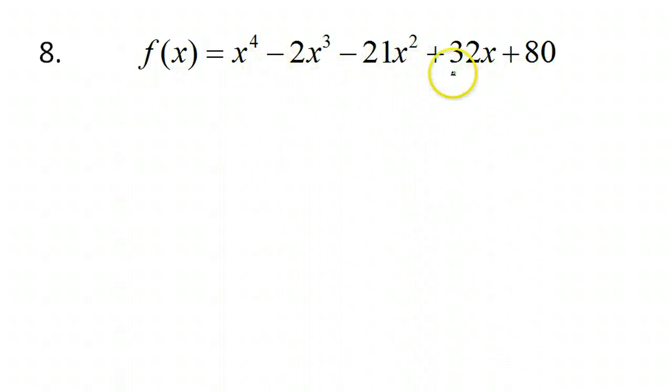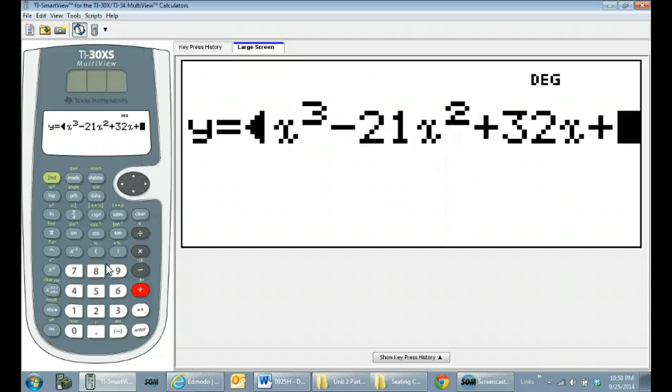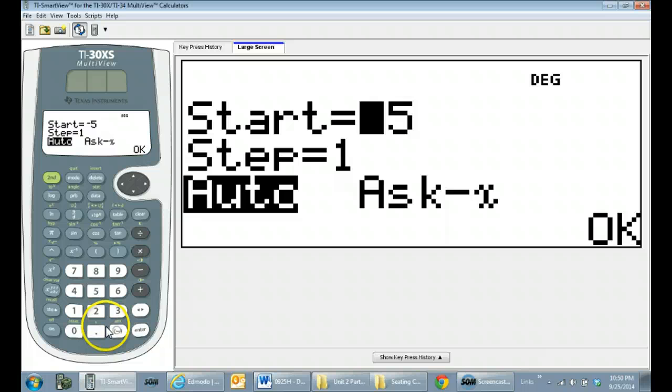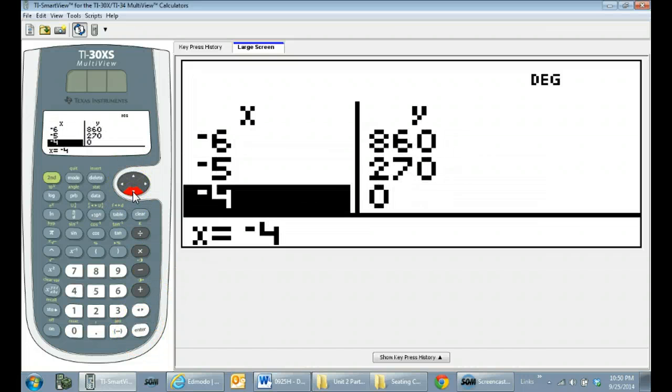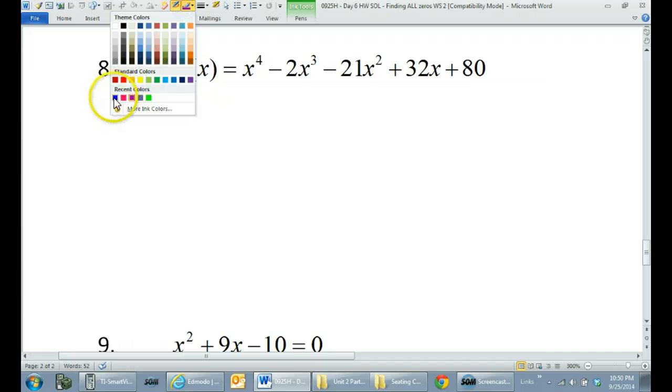This has too many terms for grouping. So let's go to the calculator, type this thing in. I like to start at -10 because it rarely goes past that with those zeros. And I just like to scroll down looking at the y side, and I found my first 0 at -4. So let's go ahead and rock that.